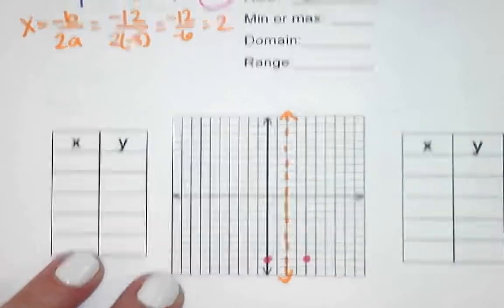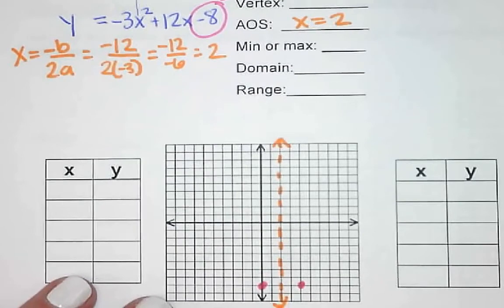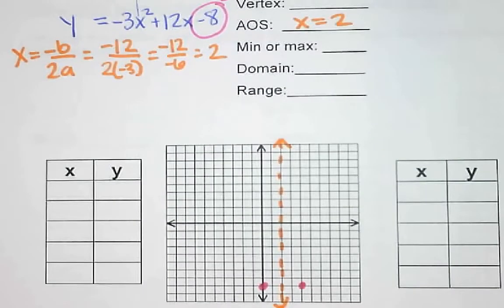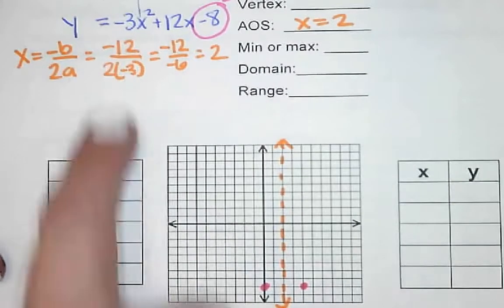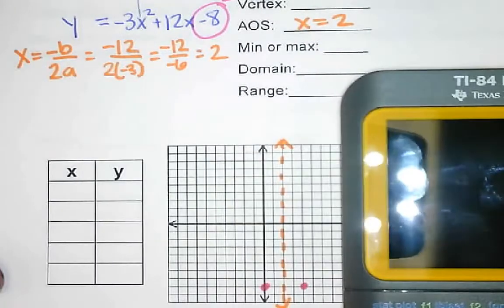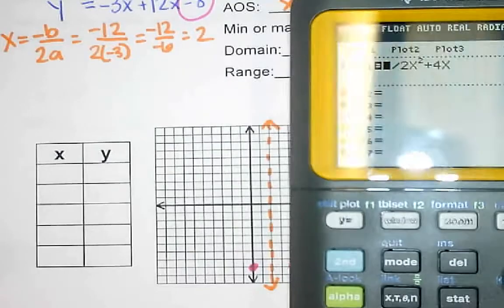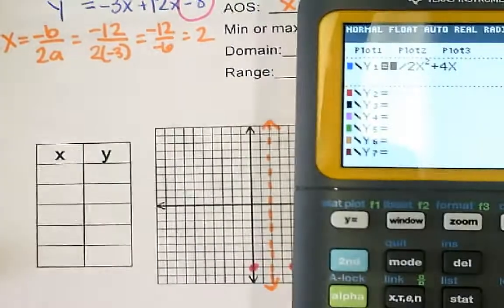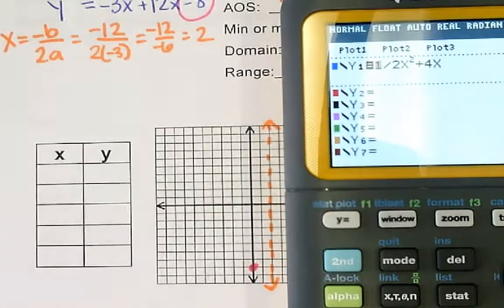So y'all, what we're going to do here is graph it in the calculator. Okay? So I'm going to graph y equals negative 3x squared plus 12x minus 8. So we have y equals, I don't know why it's so shiny. Maybe I should turn that off. I don't know if that helps. Hold on. There. All right. Nope, not really.